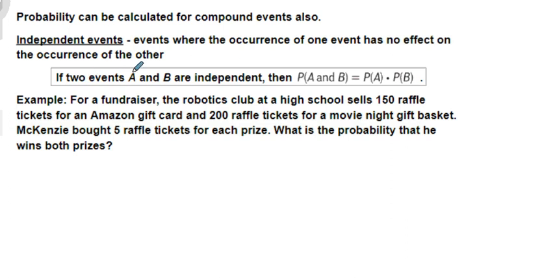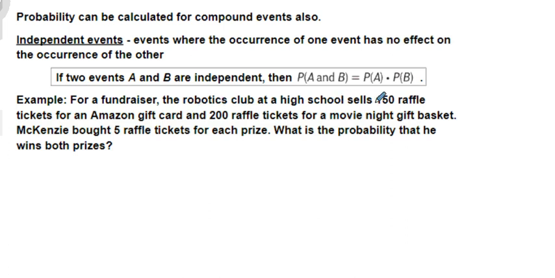And what it says here is if two events A and B are independent, then the probability of doing both of them is you basically find the probability of each individually and then multiply them together. That's what P of A times P of B means. P of A and B, you just multiply them together. So let's look at this example, and then I think this will be kind of clear.